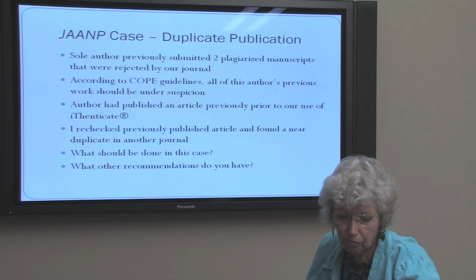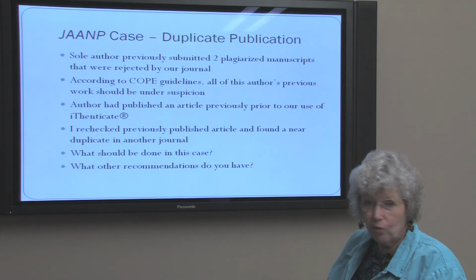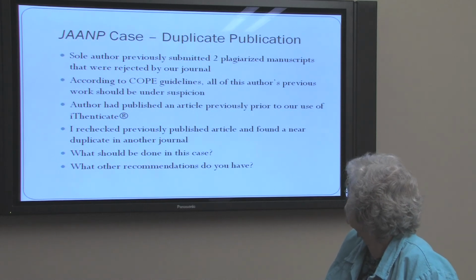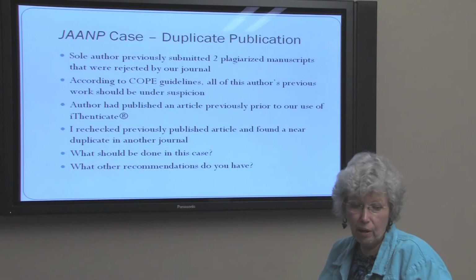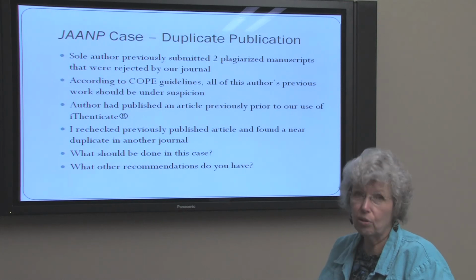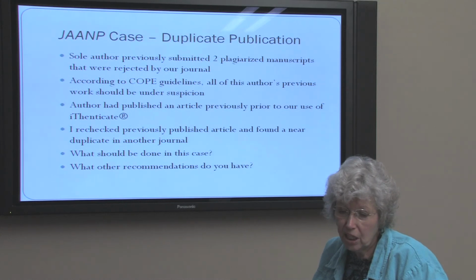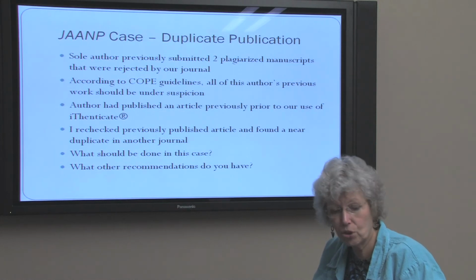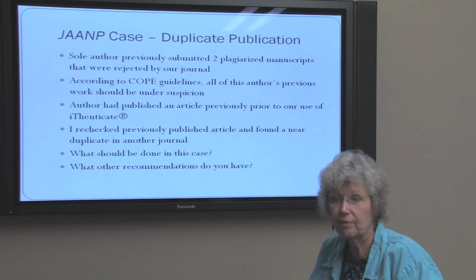We had a submission from an author, sole author, that had been published in our journal. This is the same author who had submitted 2 plagiarized manuscripts that were rejected without review or without publication. Well, the COPE guidelines basically say all of this author's work should be considered suspect. And so as the editor, I had to go back and look at this previously published article and decide whether or not I thought there was any problem with it.